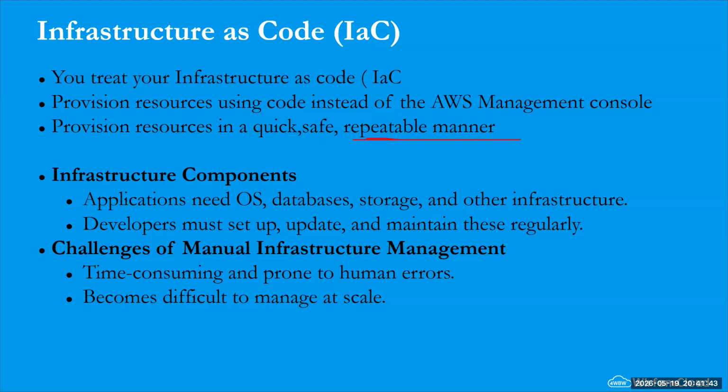So components like operating system, database, storage, and other infrastructure, developers must always set up, update, and maintain regularly, which is very time consuming. So manual configuration is prone to error. Humans, we are not perfect, no matter the best engineer out there. Automation is what makes things almost work perfectly, right? Once it's automated, computers are very good at doing something repeatedly and without making an error once it has been configured to do so. So doing it manually becomes difficult to manage at scale.